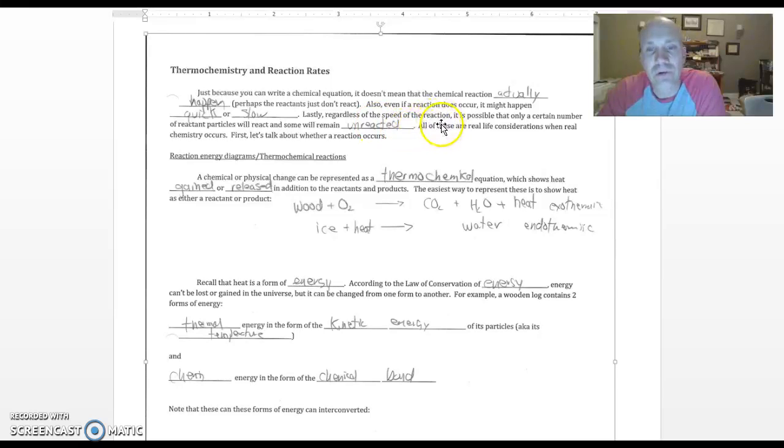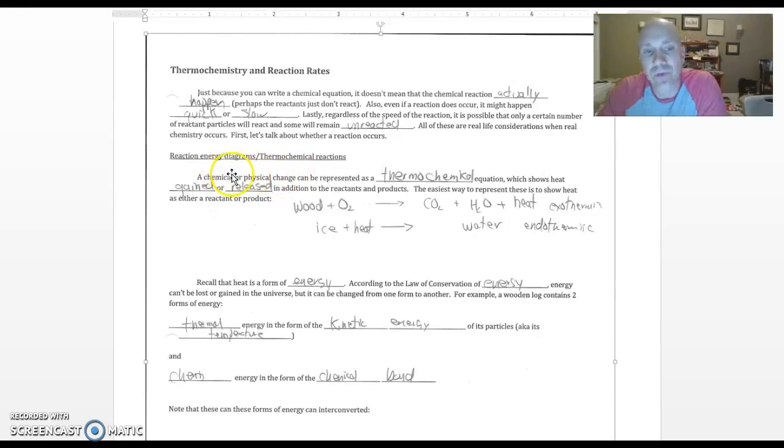So all of these things that I mentioned here are real-life considerations when you talk about chemistry. And what we're going to talk about first of all is what affects whether a reaction would actually occur. The answer to whether or not a reaction would occur has a lot to do with energy, and that's why we've been talking about energy in this unit.